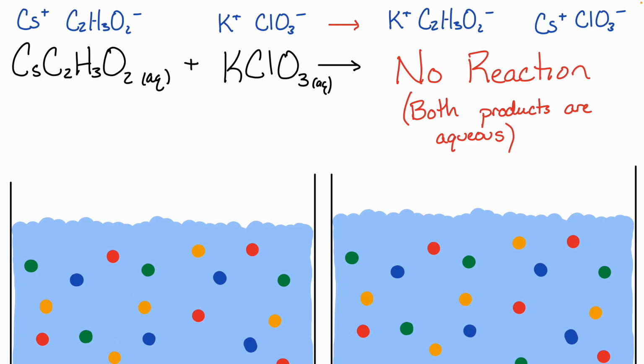Okay, that's also why we save the balancing for the end. We'll look up the states first, and that way if we find out that there's no reaction, we didn't waste our time balancing that chemical equation.